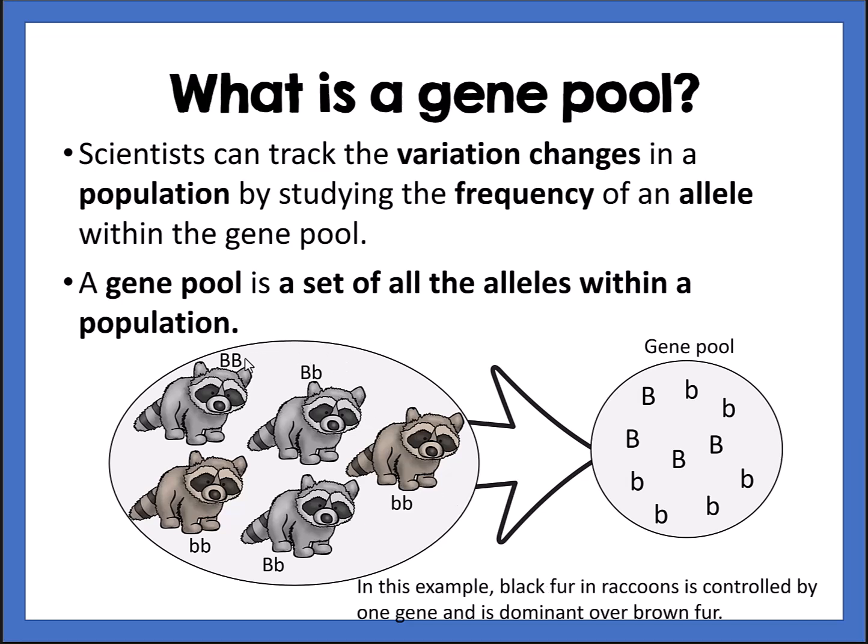So you can see here we've got raccoons. There's variation within this population of raccoons. And black fur in this situation is controlled by one gene and is dominant over brown fur. So we have very simple genotypes here: either homozygous dominant, heterozygous, or homozygous recessive. And if we use all of those alleles, we set up all these genotypes for each raccoon in the population, and then we just combine all of those alleles together. That is going to be your gene pool.